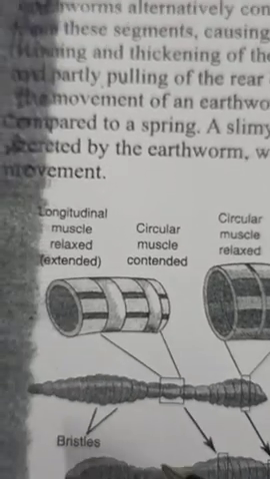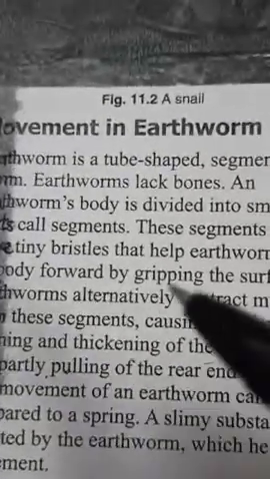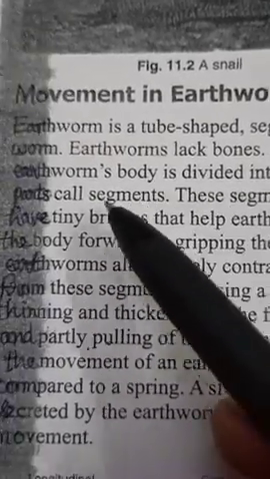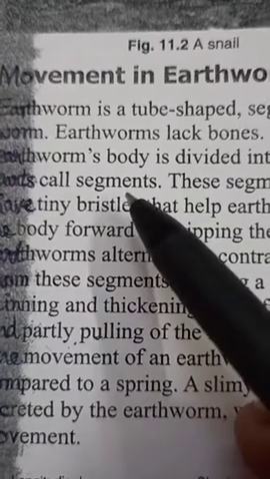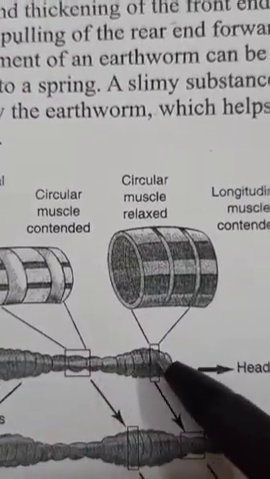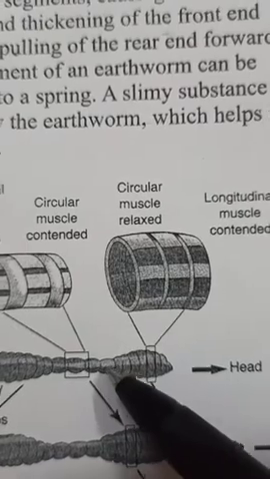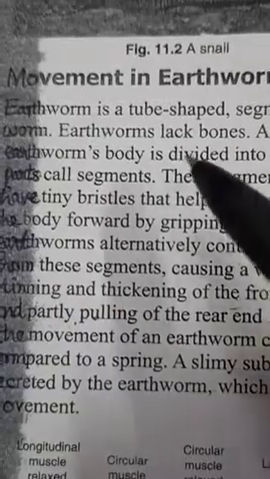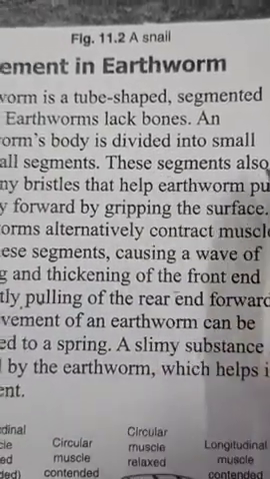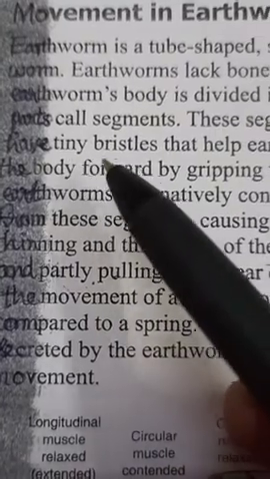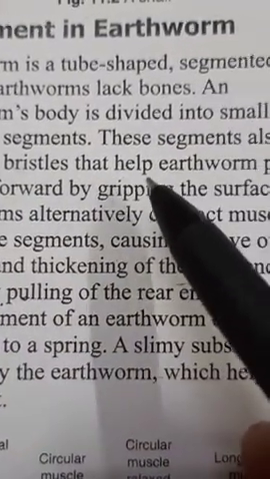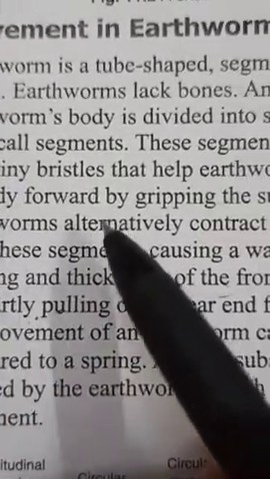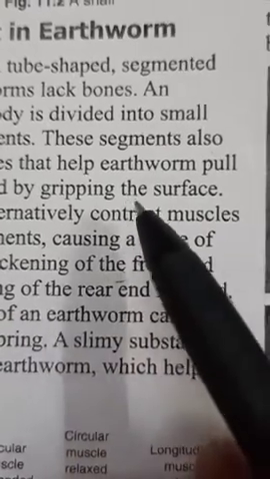Okay, so children, let's see what is written here. Its body is divided into small parts which are called segments. I have shown you segments here. These are the segments, means lines which are dividing its body into various parts. So these segments also have tiny bristles that help earthworm pull the body forward by gripping the surface.